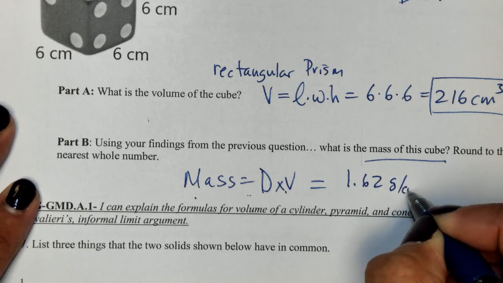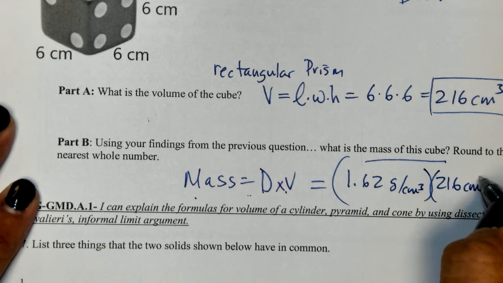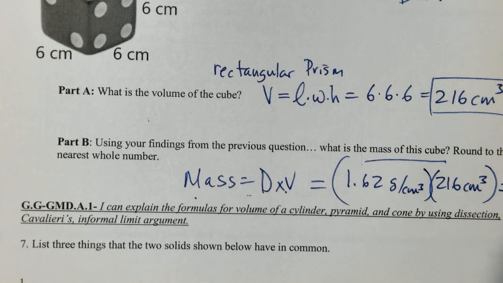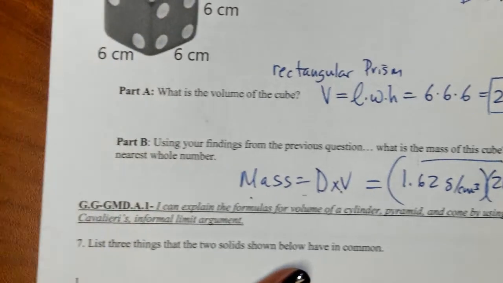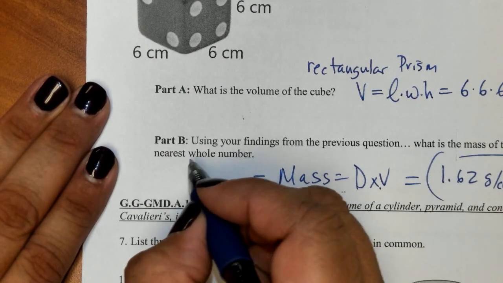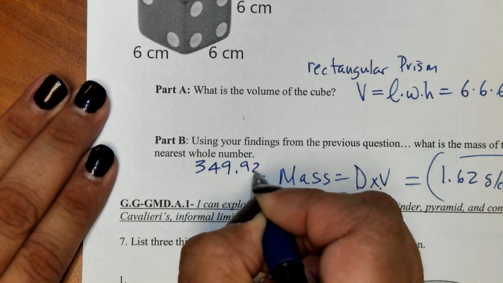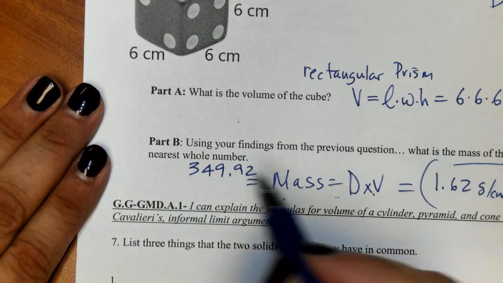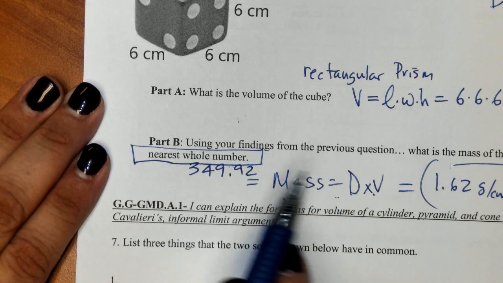1.62 grams per centimeter cubed multiplied by 216 centimeters cubed is going to give you 349.92, and the reason I'm doing that is because it's asking you to round to the nearest whole number.